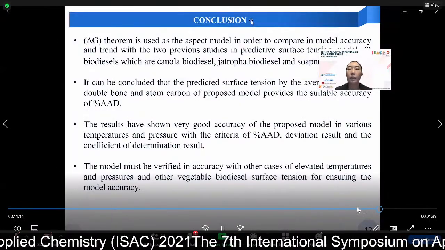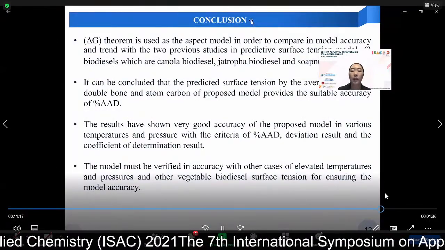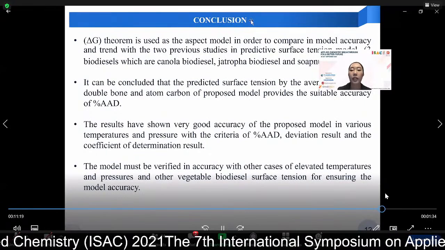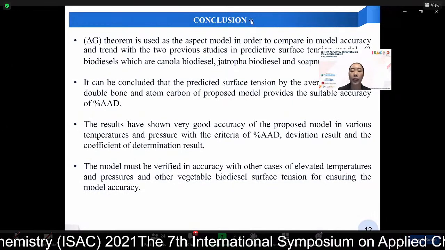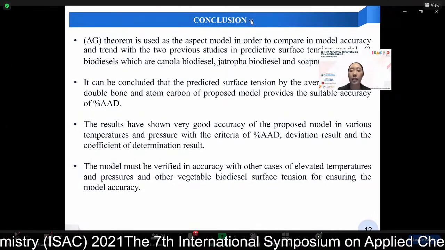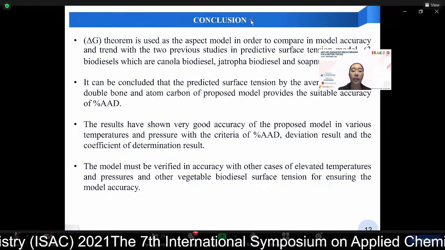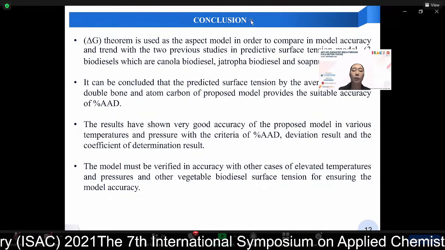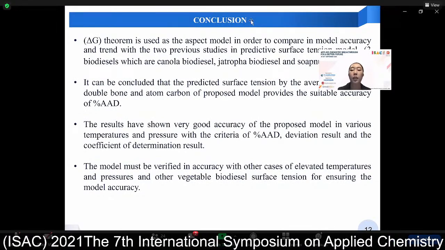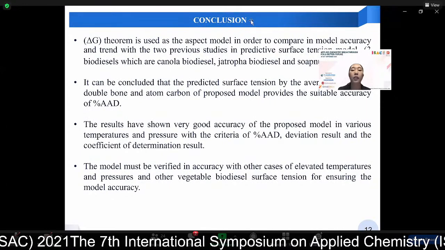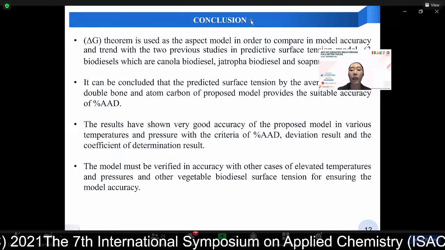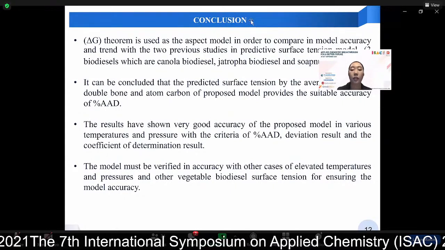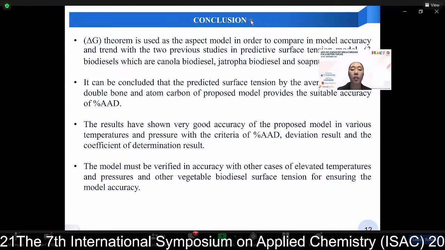In the conclusion, the proposed model based on the total Gibbs energy theorem is used as a model to compare model accuracy with the two previous studies in predictive surface tension models, for the case study of atmospheric pressure and evaluate temperature and pressure. Three biodiesel samples, which are canola biodiesel, jatropha biodiesel, and softnut biodiesel, are used to measure surface tension at various temperature and pressure.